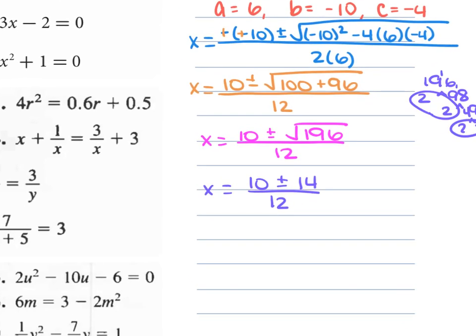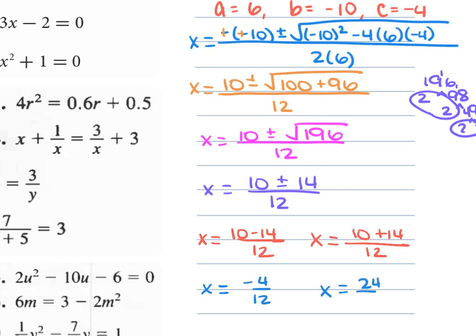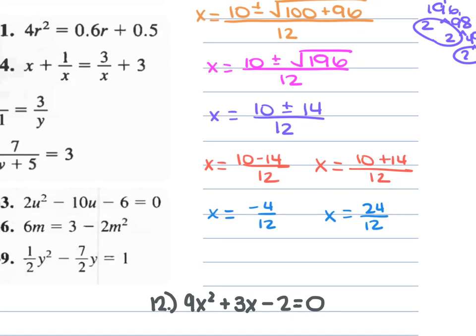We're going to simplify this into two equations, and we have x is equal to 10 minus 14 over 12, as well as x is equal to 10 plus 14 over 12. So we're going to simplify the top. We get x is equal to negative 4 over 12, as well as x is equal to 24 over 12. So then simplifying this even further, we have x is equal to negative 1/3, and x is equal to 2.